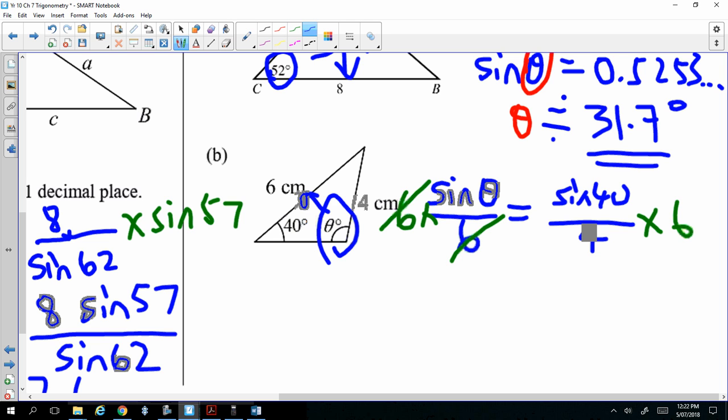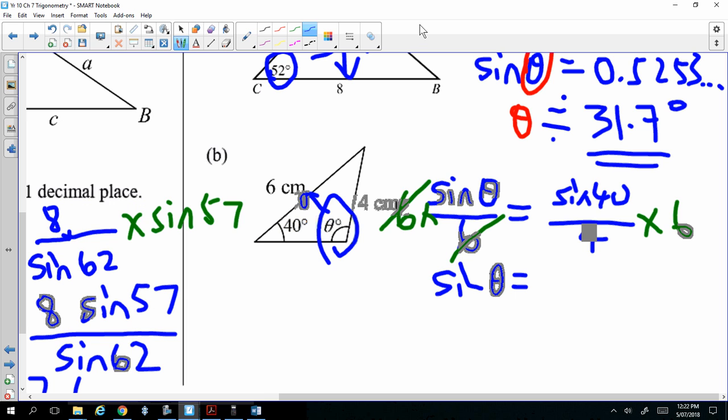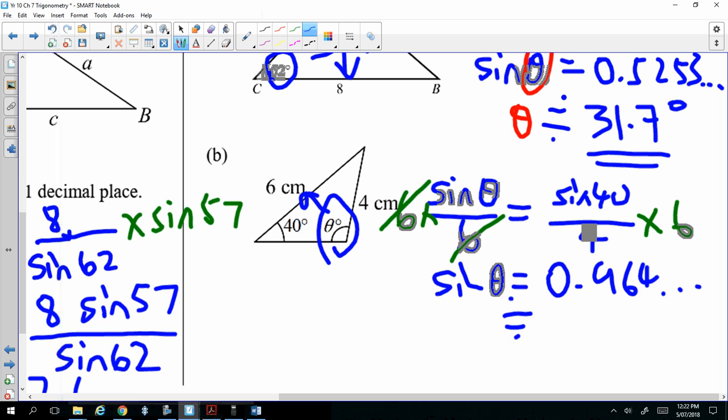Work this out on a calculator. So you go sine 40, close bracket, times by 6, divide by 4. Equal to 0.964 something. Remember, when you find an angle, you must do shift sine of your answer. Press equal. 74.6 degrees. Theta, that is.